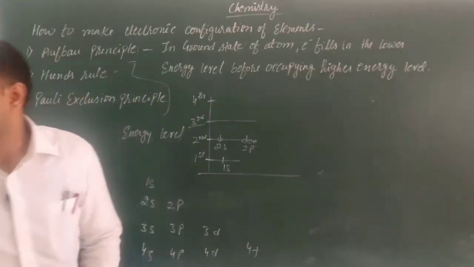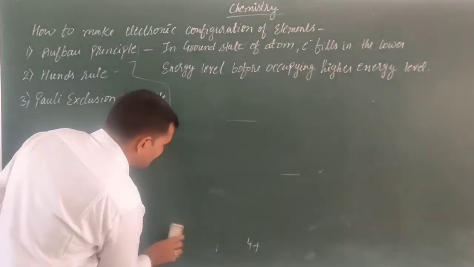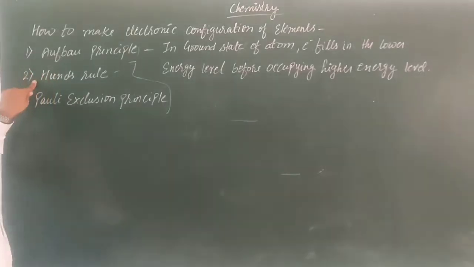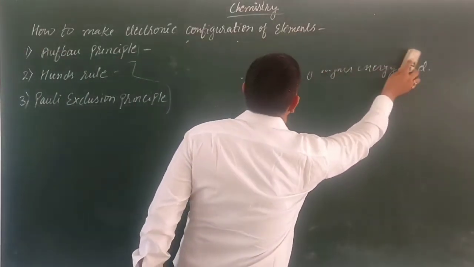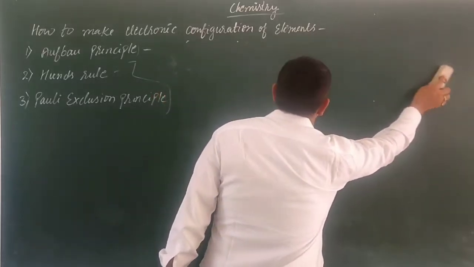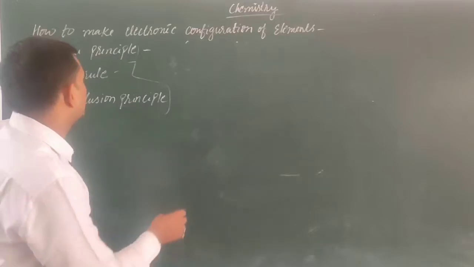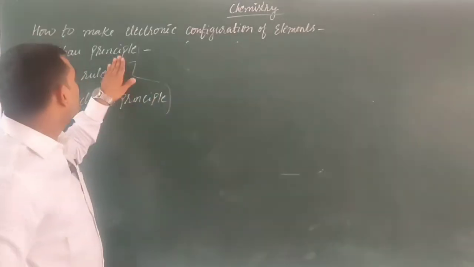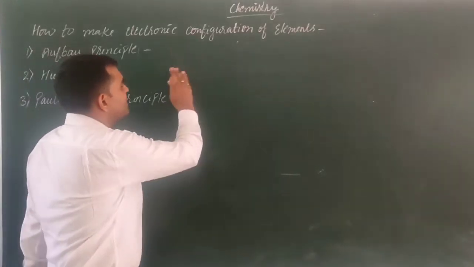Now let's see it more clearly. After the Aufbau principle, we will study Hund's rule and then the Pauli exclusion principle. After that, we are able to make this electronic configuration. Okay, so let's firstly move to the Aufbau principle. What is the basic meaning of this Aufbau principle? So we have to make one table. See, this is very easy.